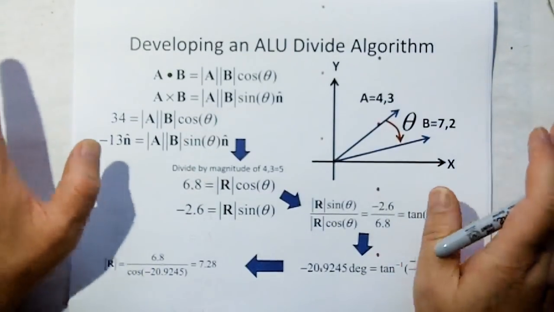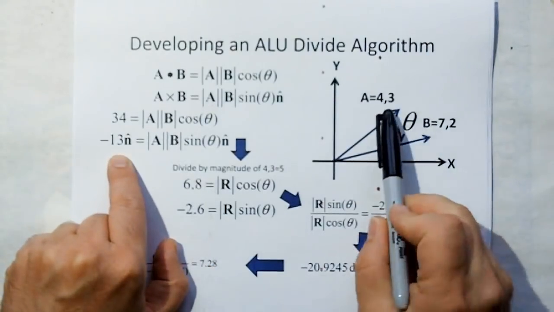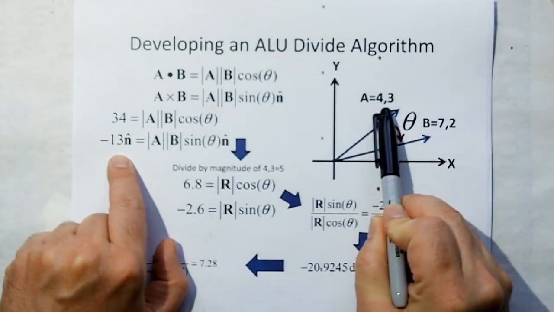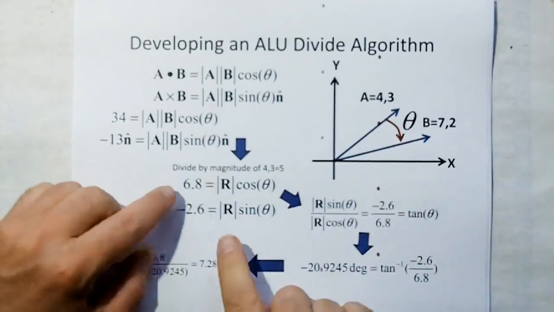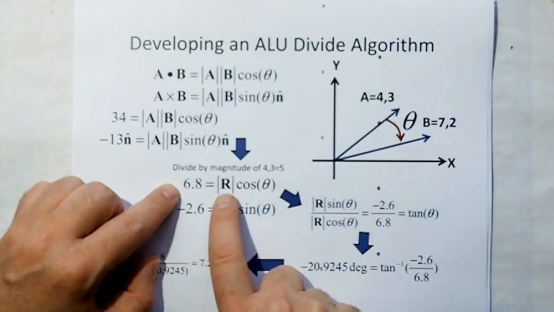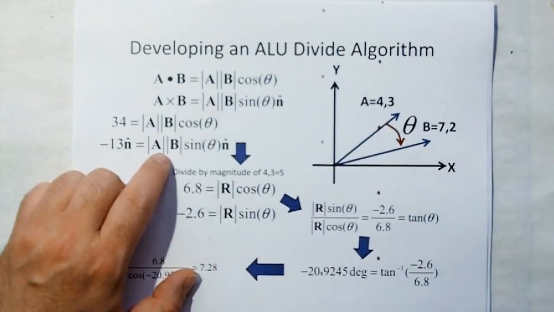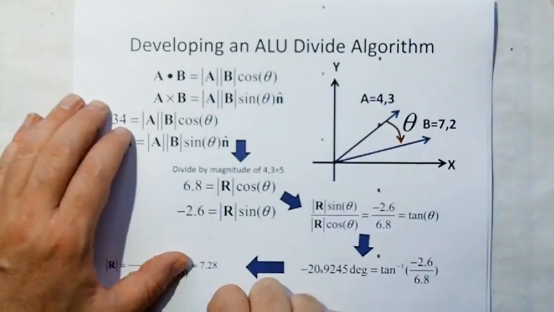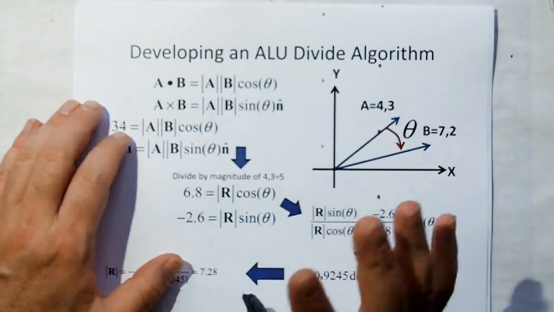Okay, so first thing we're going to do is take these 2 quantities and divide them by the magnitude of vector A, which is 5. So we divide this by 5 and divide this by 5, and then we end up with 6.8. Now R here is going to be the magnitude of the resultant vector. I got rid of the A and B because we don't really know if the value is going to be the A or B of the original vector. So this is whatever our result is. And theta is going to be the angle between the original vectors.